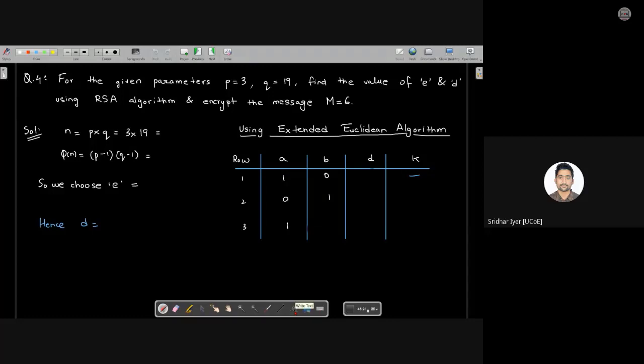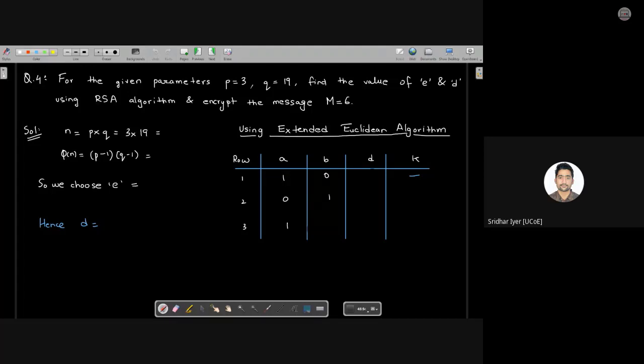And so just check this problem. What values are given? Just make a note of it. You are given parameters P, Q. First of all, find the value of E, find the value of D, and start solving it. So what could be the value of E? Start filling up the table. Start filling up the values. First of all, 3 into 19, you only tell me the answers. I will fill it one by one.